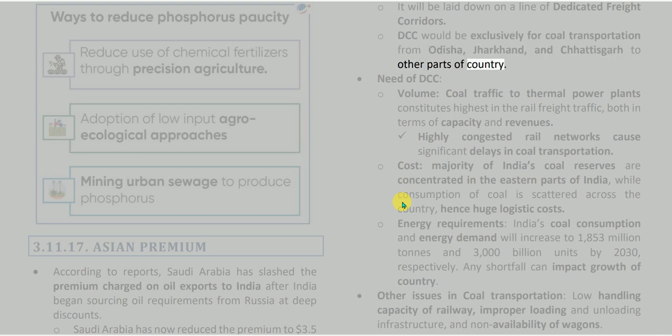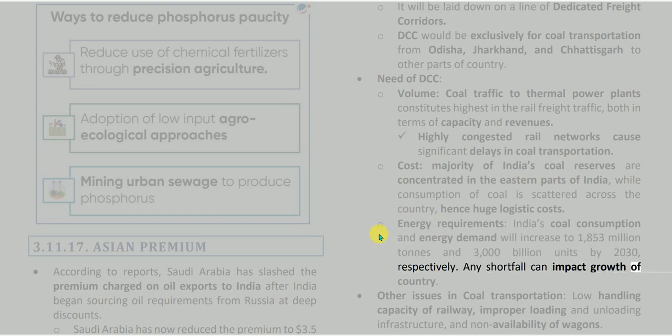Need of DCC. Volume: coal traffic to thermal power plants constitutes the highest in the rail freight traffic, both in terms of capacity and revenues. Highly congested rail networks cause significant delays in coal transportation. Cost: majority of India's coal reserves are concentrated in the eastern parts of India, while consumption of coal is scattered across the country, hence huge logistic costs. Energy requirements: India's coal consumption and energy demand will increase to 1,853 million tons and 3,000 billion units by 2030, respectively. Any shortfall can impact growth of the country.